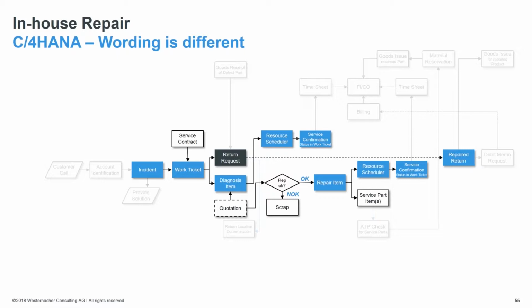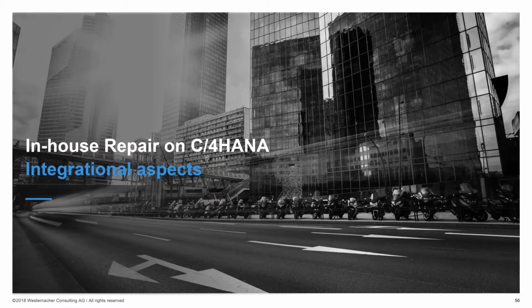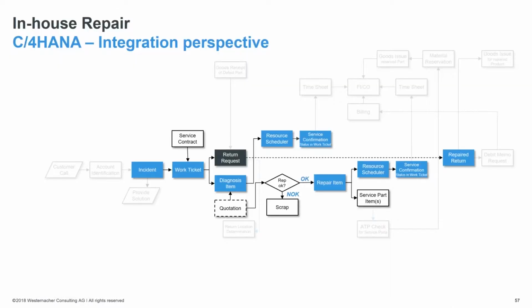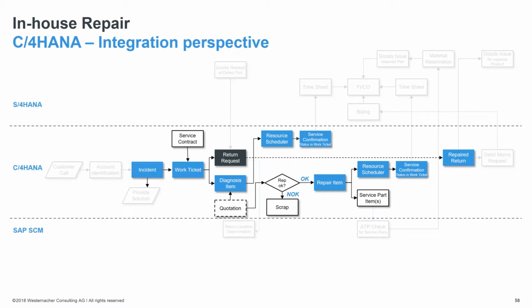Up to this slide, we have just looked into the C4HANA standalone capabilities. We will now have a closer look into the integration aspects of the in-house repair process. To start the integration part of this webinar, we show again where we were in the process flow. In this slide, we've entered system boundaries of an integrated scenario. On the top of the slide, you see the C4HANA integrated into S4HANA, but this could also be an integration into an existing ERP system. On the bottom, you see the integration into a potential existing SCM system.